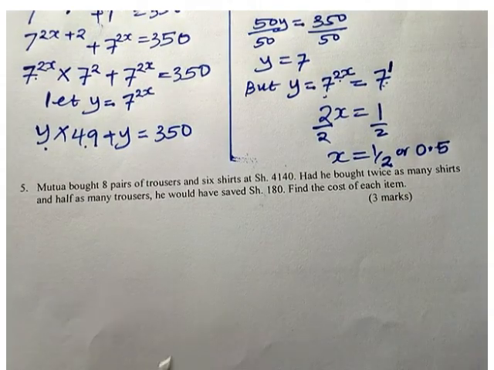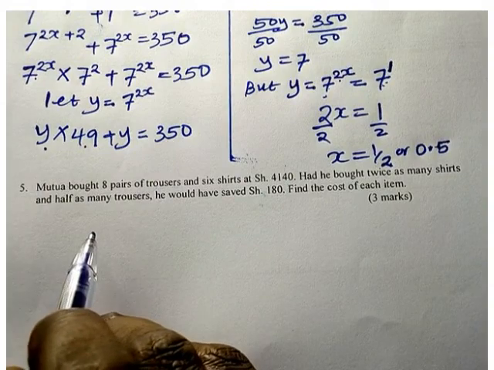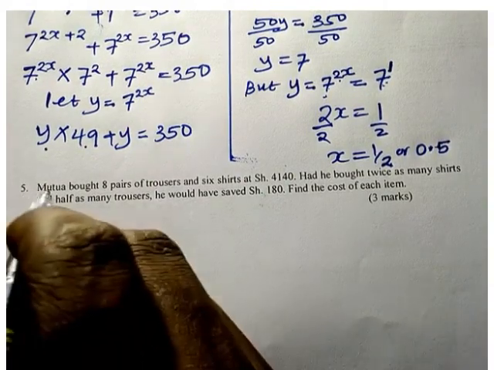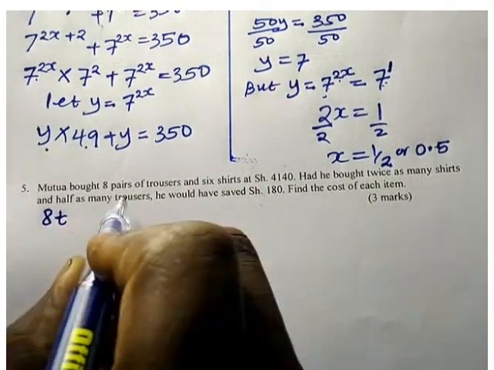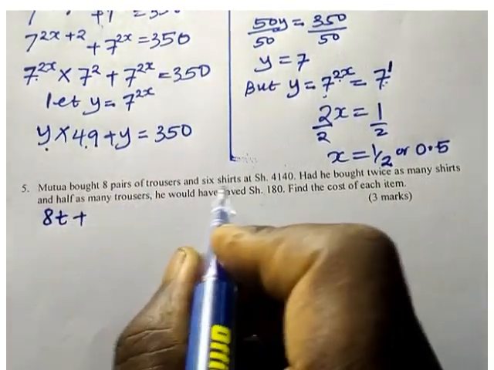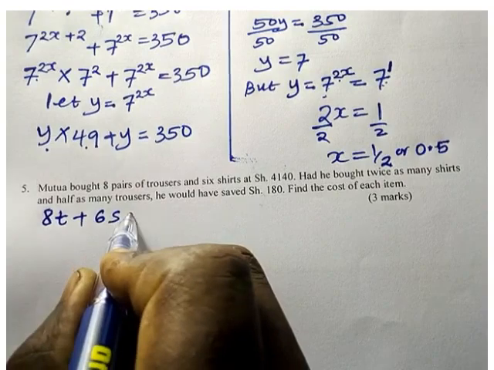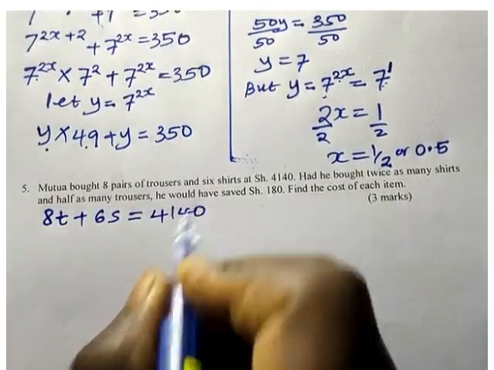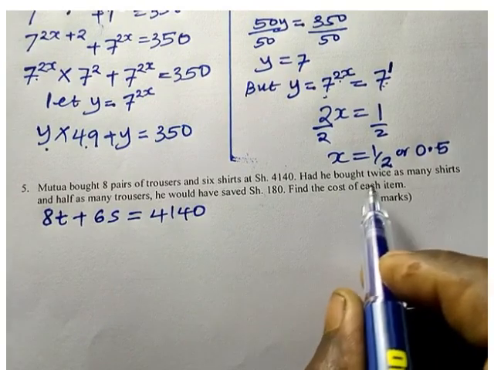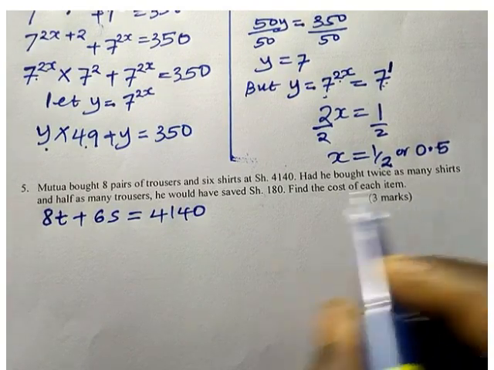So let T represent trousers and S represent shirts. So he bought 80T, that is trousers, plus 6S shirts, and he paid 4,140.